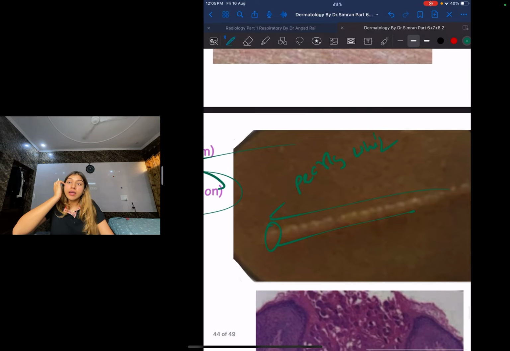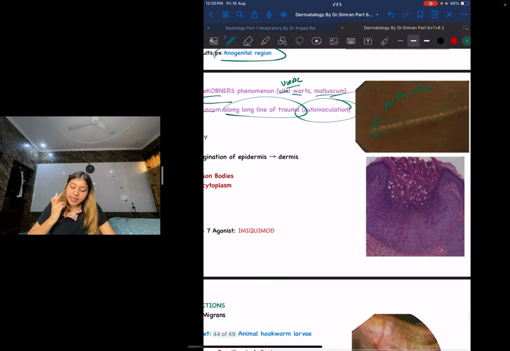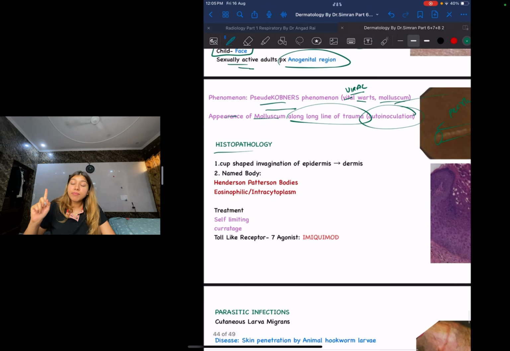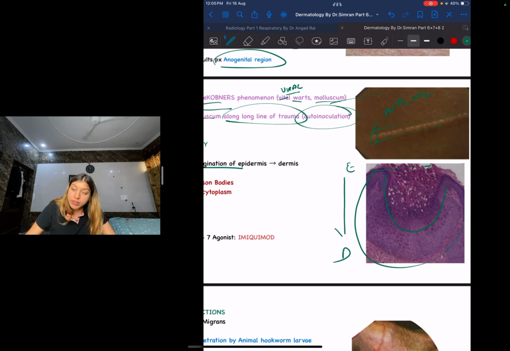Next, let us talk about our histopath and correlate. The first thing that they mentioned is a cup-shaped invagination of the epidermis into the dermis. So this is my epidermis, and this is my dermis. We can see that there is this cup shape, a cup-shaped invagination from the epidermis into the dermis. This is the first thing.